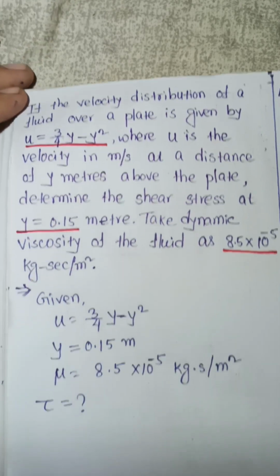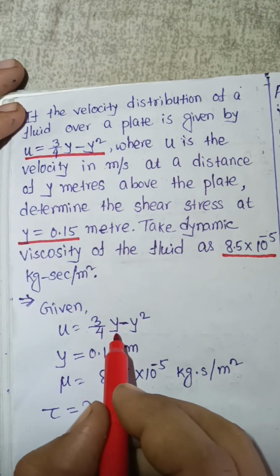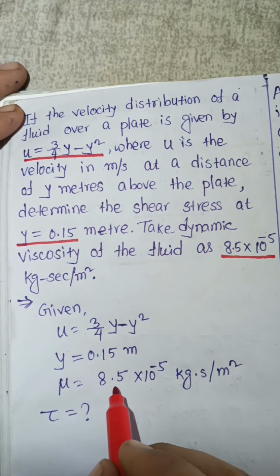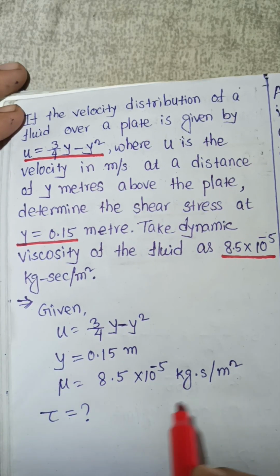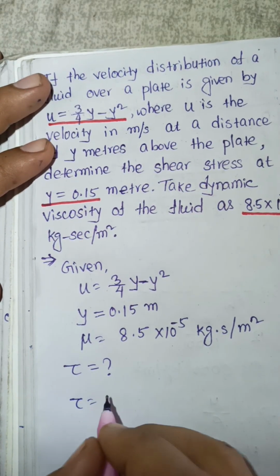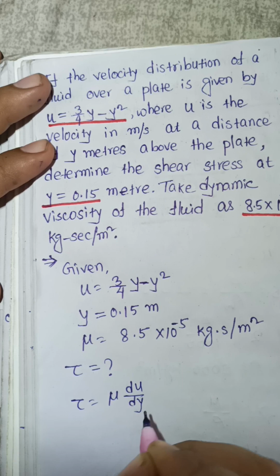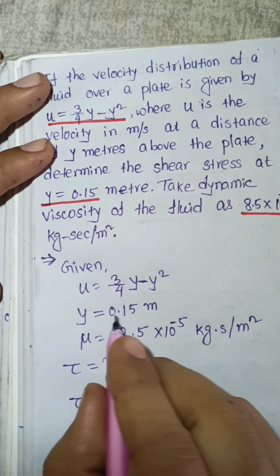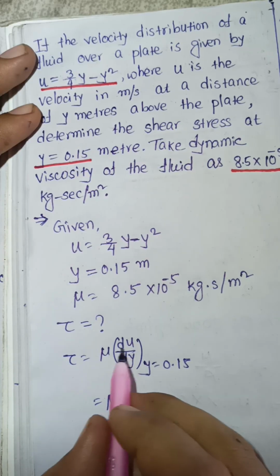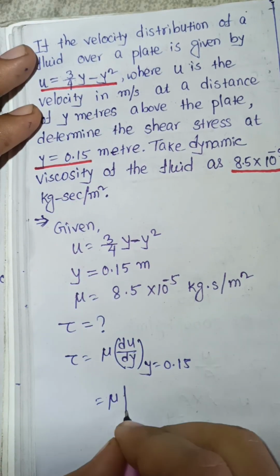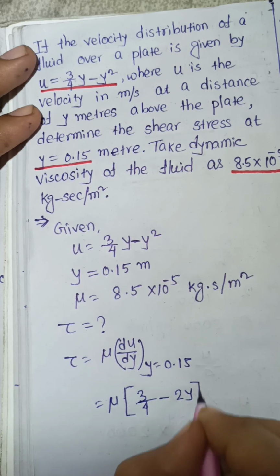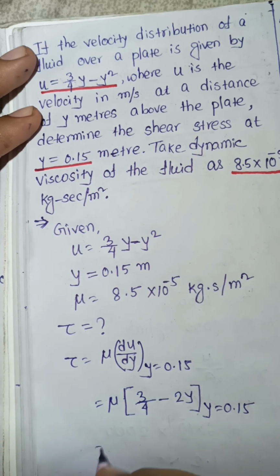So what is given in this question? u, the velocity profile, 3 by 4 y minus y square, y is equal to 0.15 meter, mu is 8.5 into 10 to the power minus 5 kg second per meter square. You have to calculate the value of tau. So tau, we know that tau is equal to mu into du by dy at which location? At y equal to 0.15 location. So mu, and the velocity with respect to y. So what is the derivative with respect to y? That is 3 by 4 minus 2y. Y equal to 0.15, so put the value here.